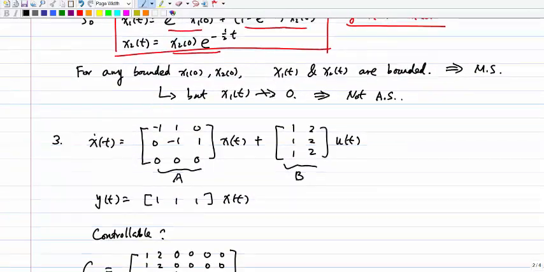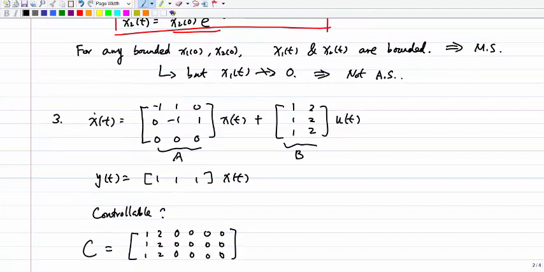Question number 3. This is about the controllability of a linear time invariant system. Here I give a linear time invariant system x dot t, which is this matrix times xt plus this matrix times ut, and y is this C times xt. It doesn't really matter because controllability doesn't involve yt. I want to check if the system is controllable or not.